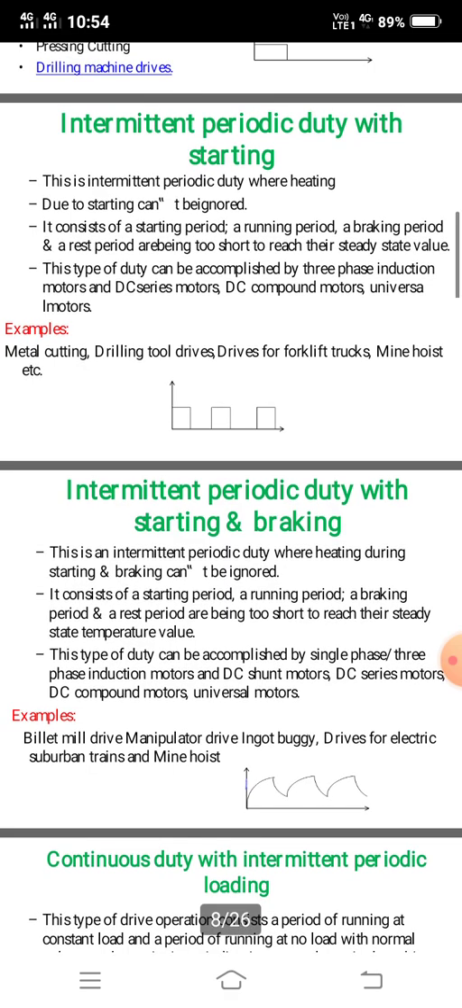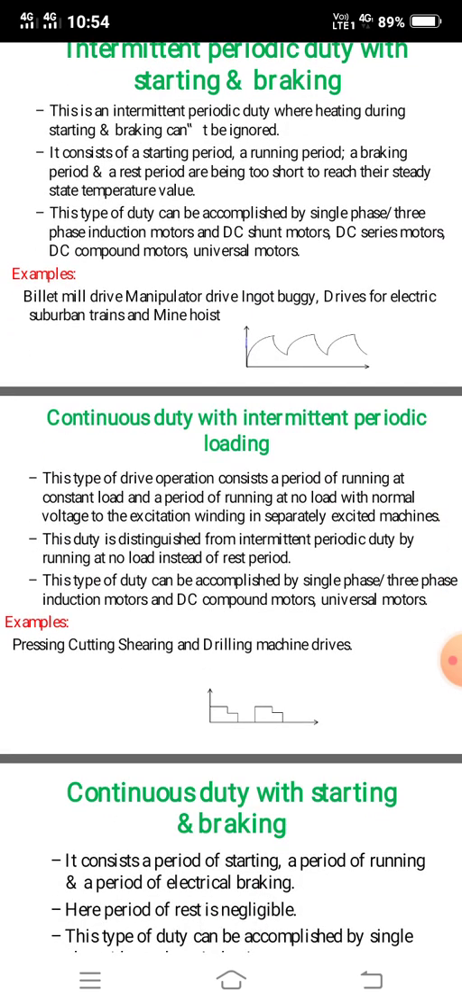Then continuous duty with intermittent periodic load. This means press cutting, shearing, and drilling machine drives. This is example one. In a press cutting shearing machine, where the machine is going to cut and where it does not cut the paper size, that limitation has to be sensed by the machine. The outer size and inner size of materials are already calculated and desired by the machine. So based upon the desired measurements, the press cutting shearing machine will work. This is continuous duty with intermittent periodic loading.